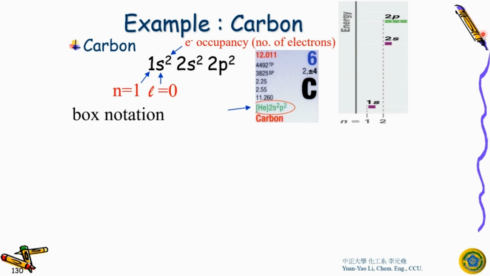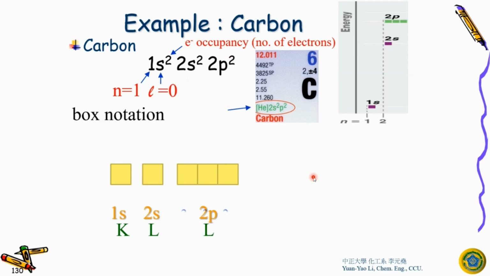And we use box notation instead of the energy level diagram. Box notation is like this. So how many electrons? So this is 1s, and then 2s, and then 2p. 2p has 3 energy levels, right? And we call them 2px, 2py, and 2pz. And then, okay, we have 6 electrons. Let's put the electrons into this box notation.